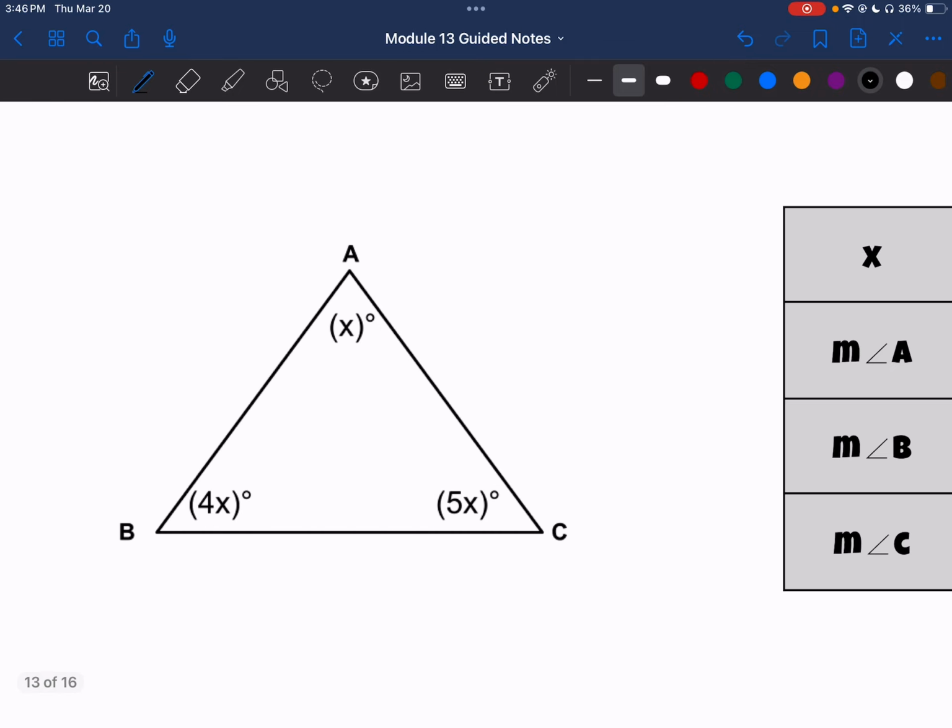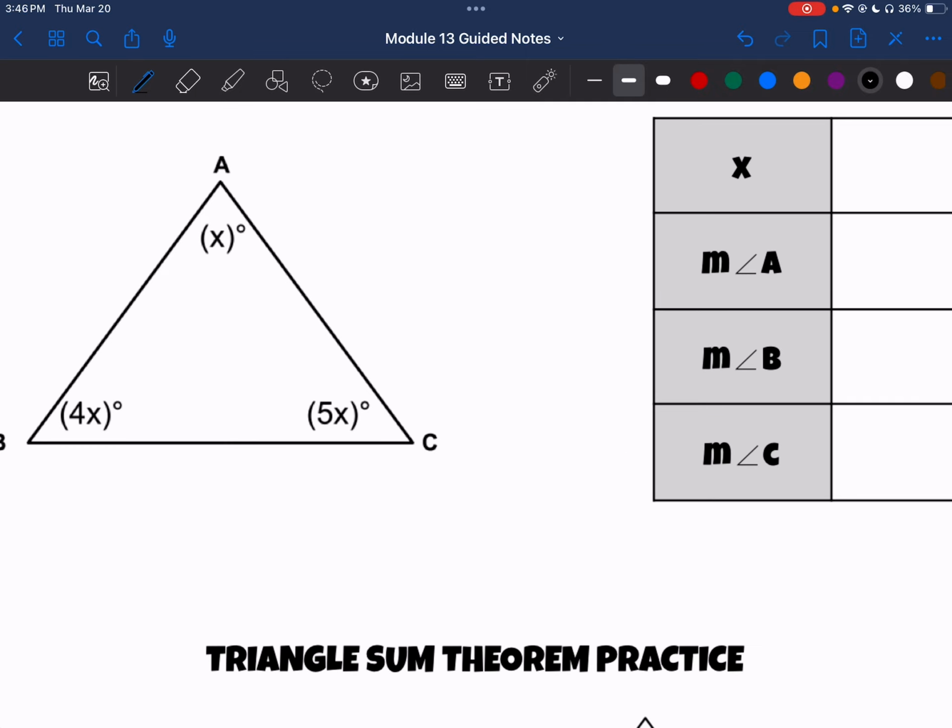All right, we're going to go on to our next page, please. At the top of the page, we have a box and we have a triangle. And so we're going to find our x value first, and then we need to find each of the independent angles.